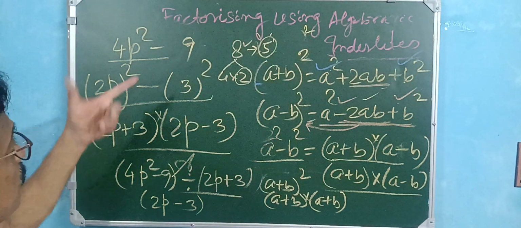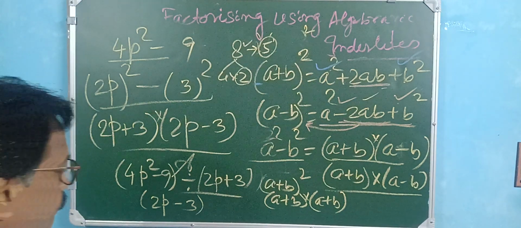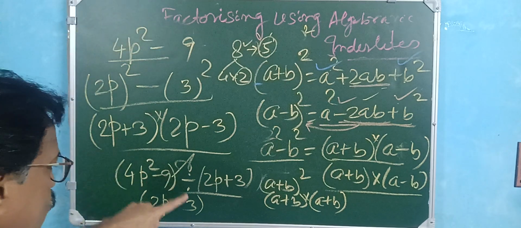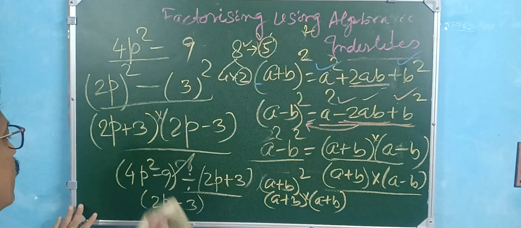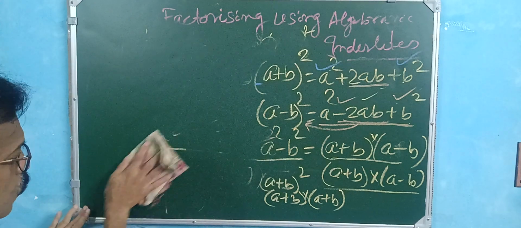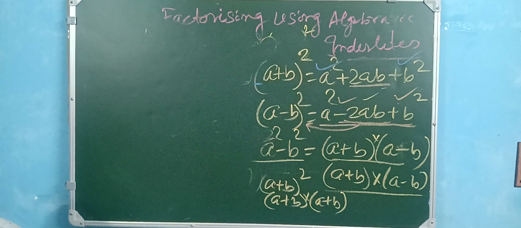So in this way you arrange. If you divide this by this, you get this answer. If you divide this by this, you get this answer. Okay, now the next sum. Let me show you a different pattern of sum. Don't panic. Now the other sum is this.